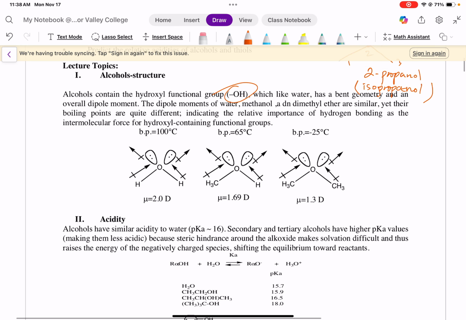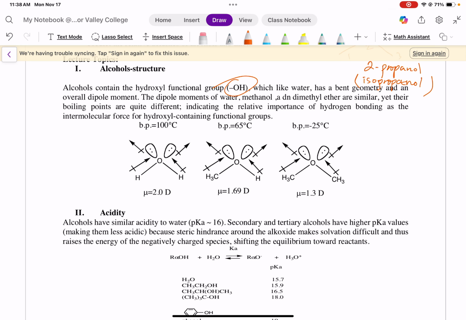Because it has OH, oxygen and hydrogen, it does pretty good hydrogen bonding. So in general, if you compare alcohol with similar compounds, it has a higher boiling point. Methanol is such a small molecule, but it has a pretty high boiling point, 65 degrees, versus ether. This is dimethyl ether, with an even higher molar mass. But look at the boiling point, it's super low, due to the lack of hydrogen bonding.